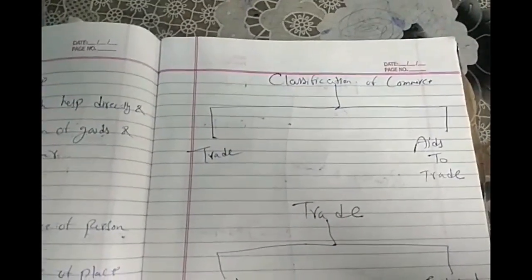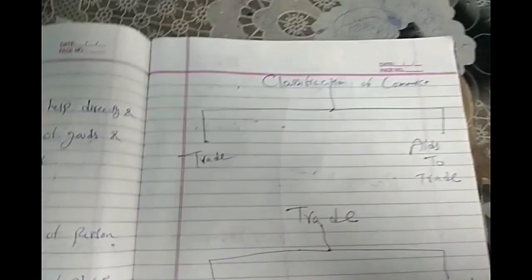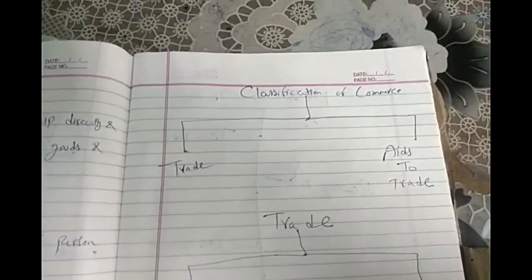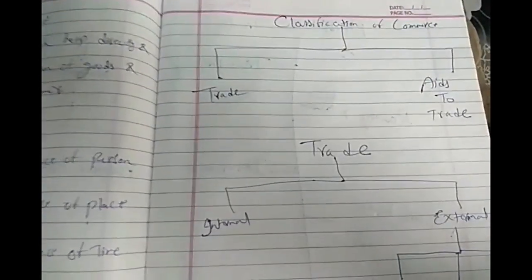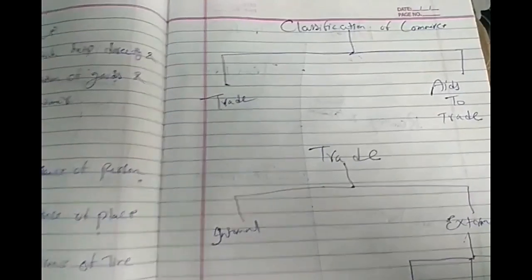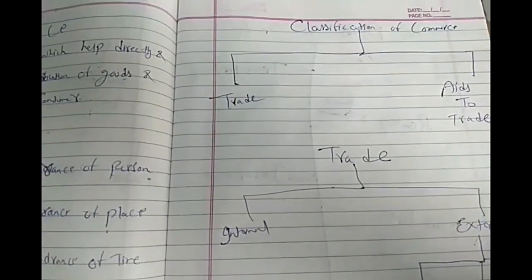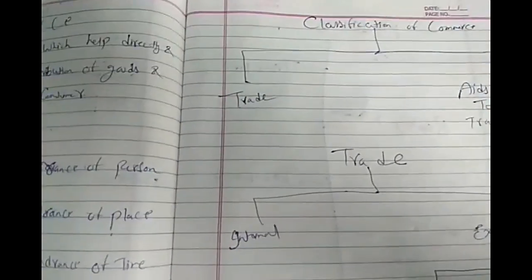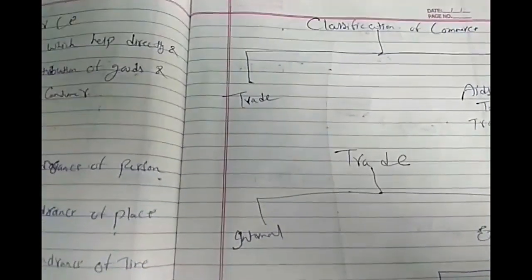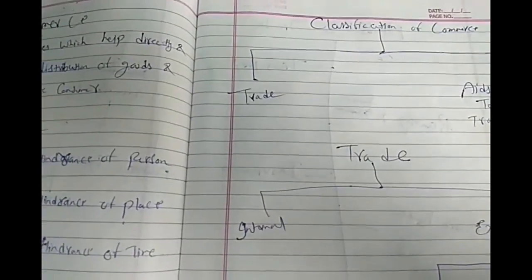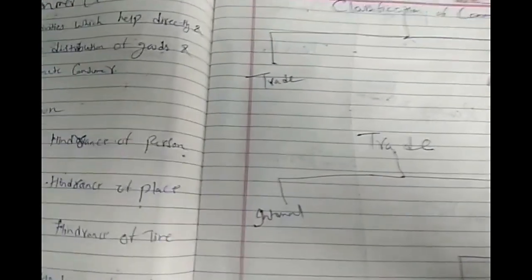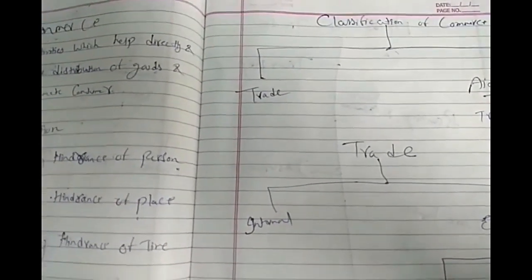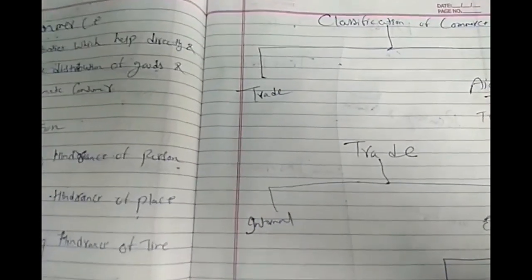Commerce is classified into two parts: trade and aids to trade, the tools used for trading purposes. First of all, I am going to tell you what trade is. Trade means buying and selling of goods and services. Buying and selling of goods and services is considered trade, and it is the important part of commerce that provides many facilities and removes many barriers in the exchange of goods and services from producer to customer, and it acts as a link between the customer and producer.